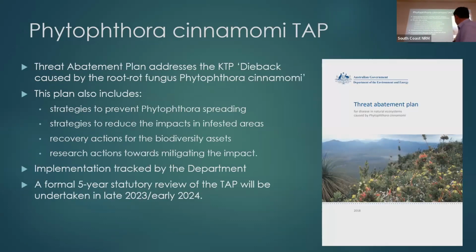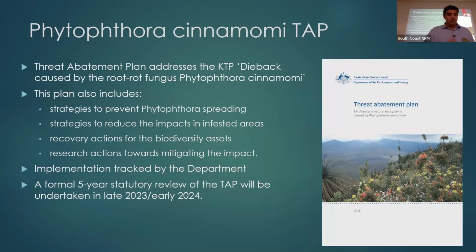So this document should be quite familiar to quite a few of you here, particularly Giles. I know I spoke to you earlier, who had quite a lot of involvement in the development of this. So this is the current dieback TAP, which came into force on the 22nd of February in 2019. And the goal of this TAP is to identify and protect environmental assets, threatened species and ecological communities listed under the EPBC Act and other matters of national environmental significance from the impacts of this pathogen.